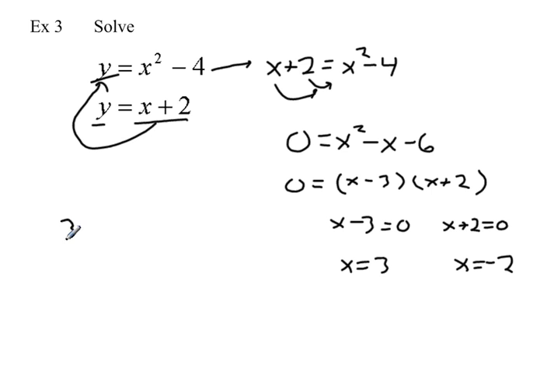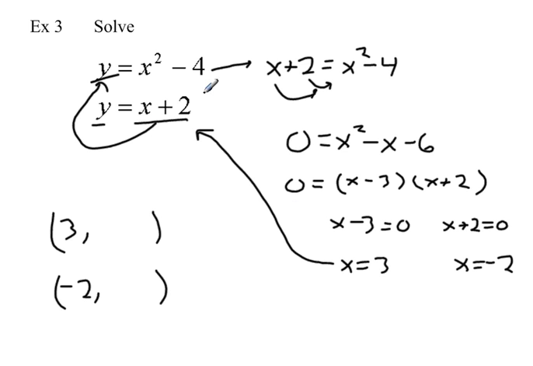So now we've got two solutions here, two different values of x that work. That means we're going to have two different points. If we were to graph these, they'd intersect at two different points. 3 comma something and negative 2 comma something. So to find the y values, we have to plug those into either equation. I'm going to use that second one. It just looks a little simpler. If I plug 3 in there, 3 plus 2 is 5. So if x equals 3, y equals 5. If we plug negative 2 in there, negative 2 plus 2 is 0. So if x equals negative 2, y equals 0.